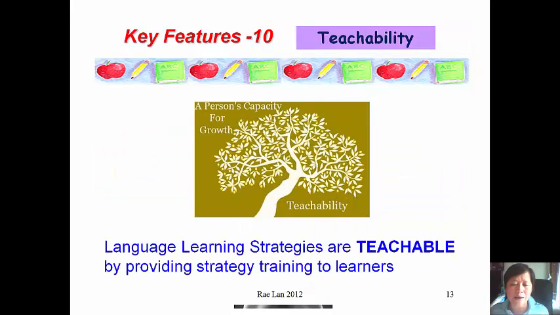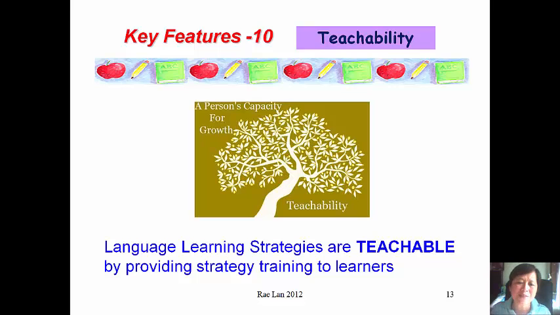So let's take a look at number 10 features. We believe language learning strategies are teachable. In other words, there is a degree of teachability involved. Now, think about the fact that all teachers in this world believe that their students are teachable, right? In other words, when we talk about learning strategies, we believe that they can be taught to language learners in order to help learners to become more efficient learners.